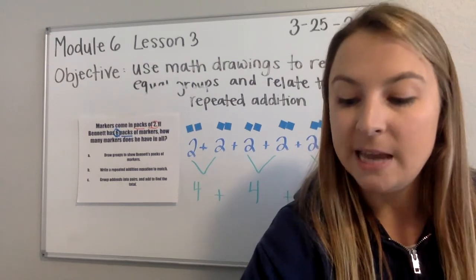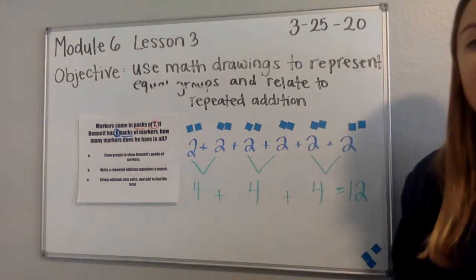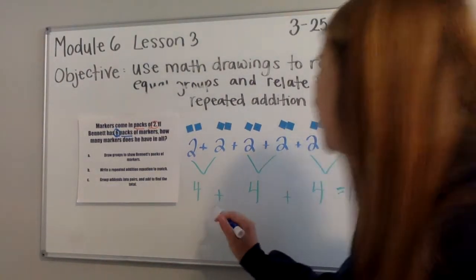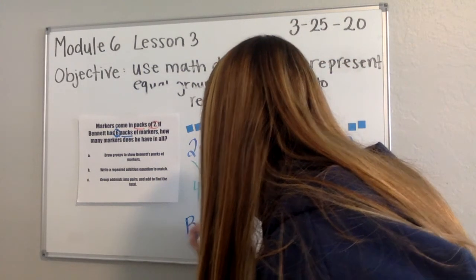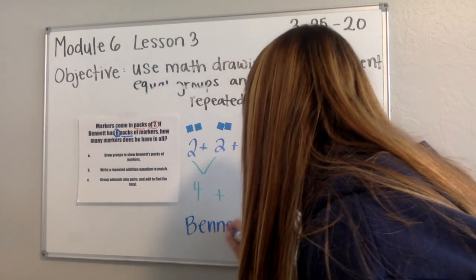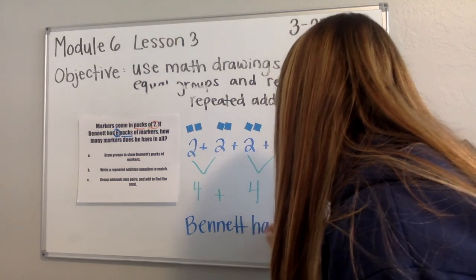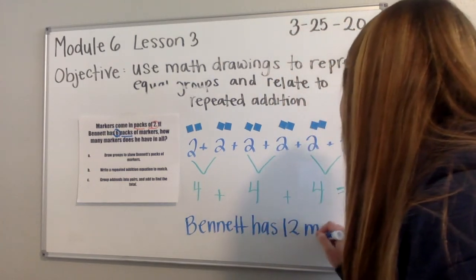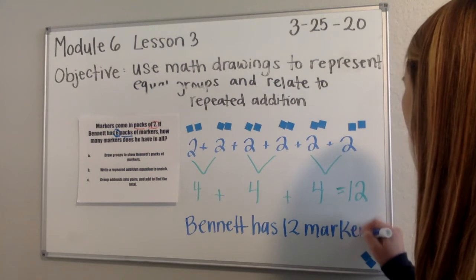If I was going to take this one step further and explain my answer in a sentence, it would be: Bennett has 12 markers.